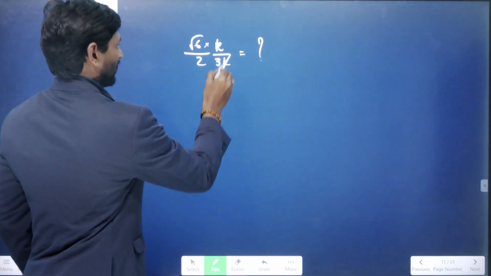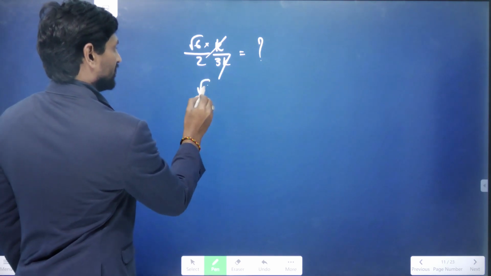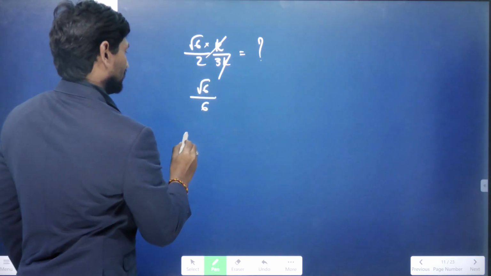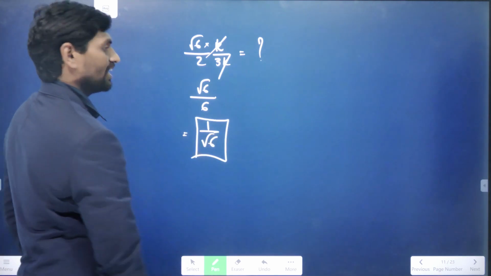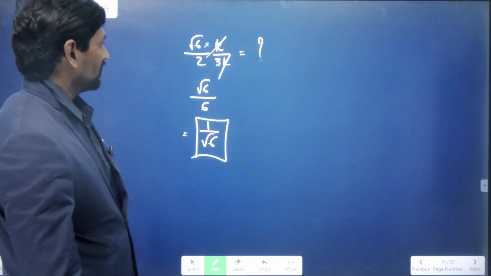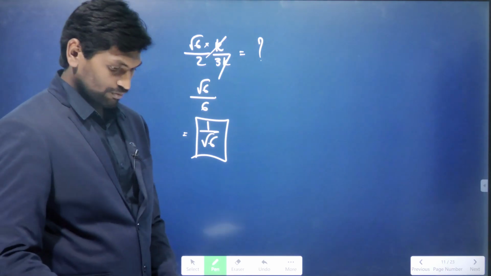Now K cancels. Root 6 by 2 into 3 is 6, so root 6 by 6, and root 6 times cancels. So 1 by root 6 is our required answer. Now let us go to the next problem, problem number 17.